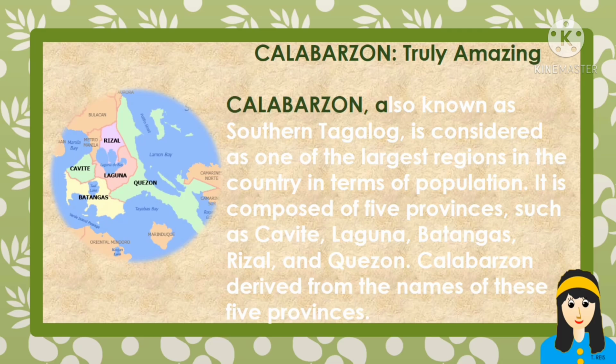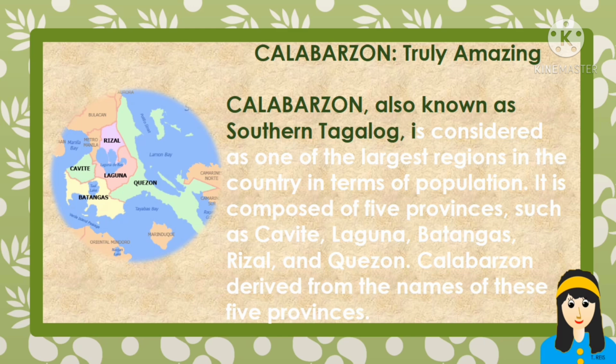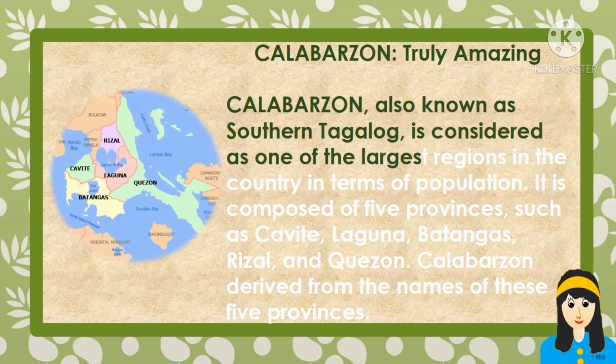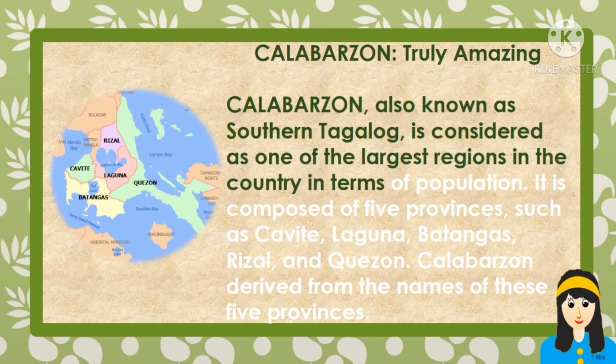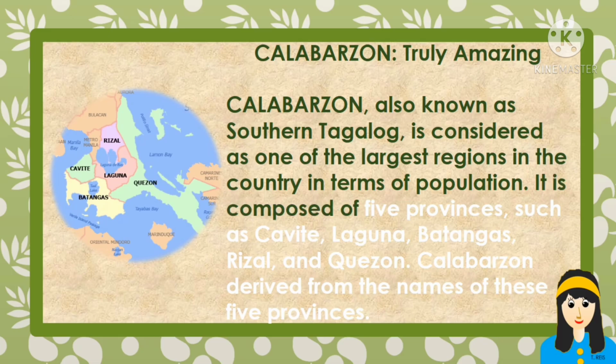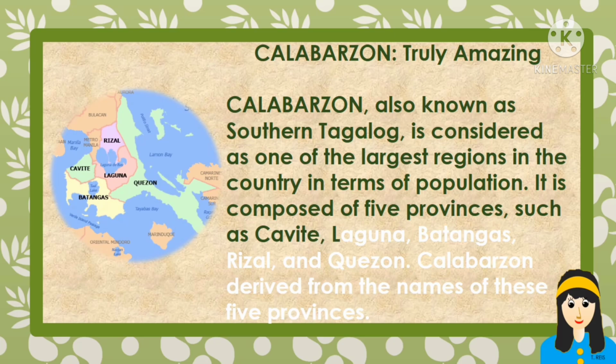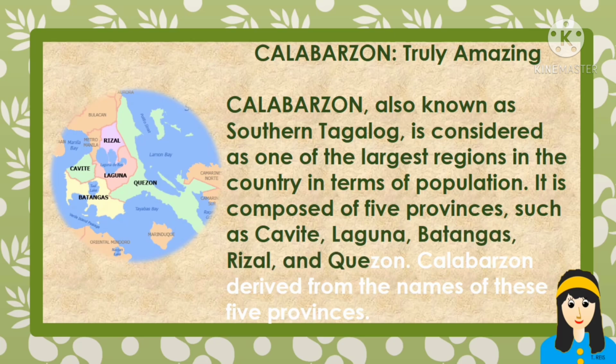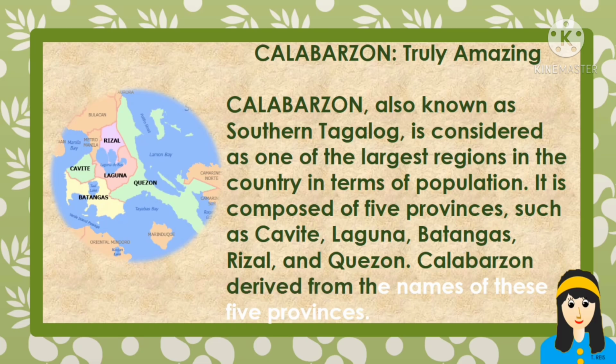CALABARZON, also known as Southern Tagalog, is considered as one of the largest regions in the country in terms of population. It is composed of 5 provinces, such as Cavite, Laguna, Batangas, Rizal, and Quezon. CALABARZON derived from the names of these 5 provinces.